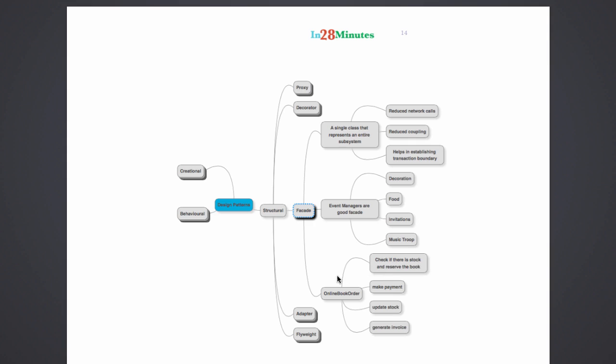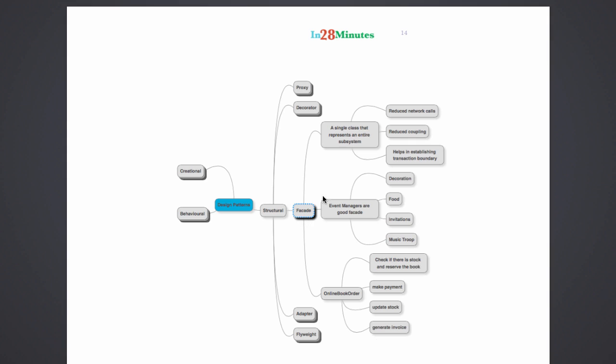So if the client interface has to handle all of these individually, there will be a multiple set of calls which would be going on and in and out. So rather than that, what we would do is we would create a single facade, single interface, which would handle everything. So the client would give all the inputs to this facade and the facade would take care of making all the calls for us.